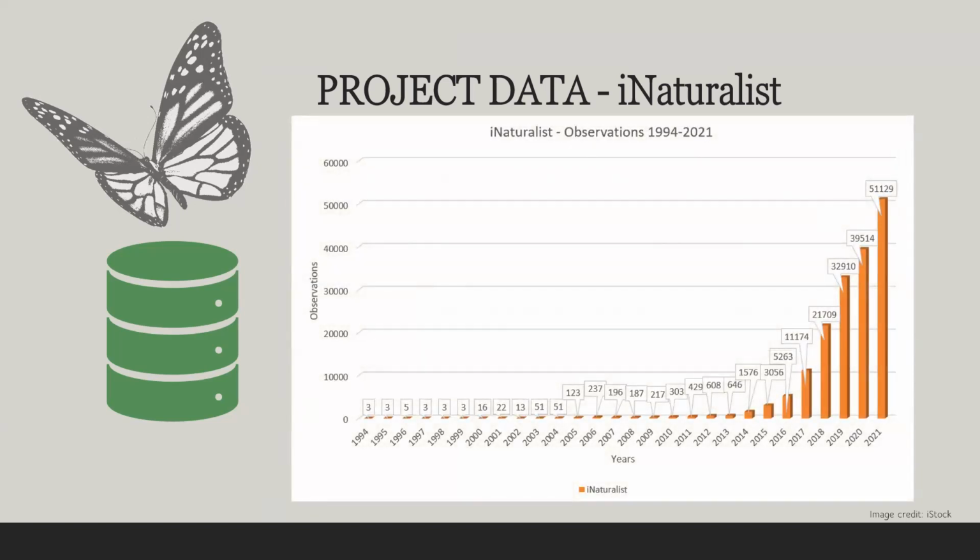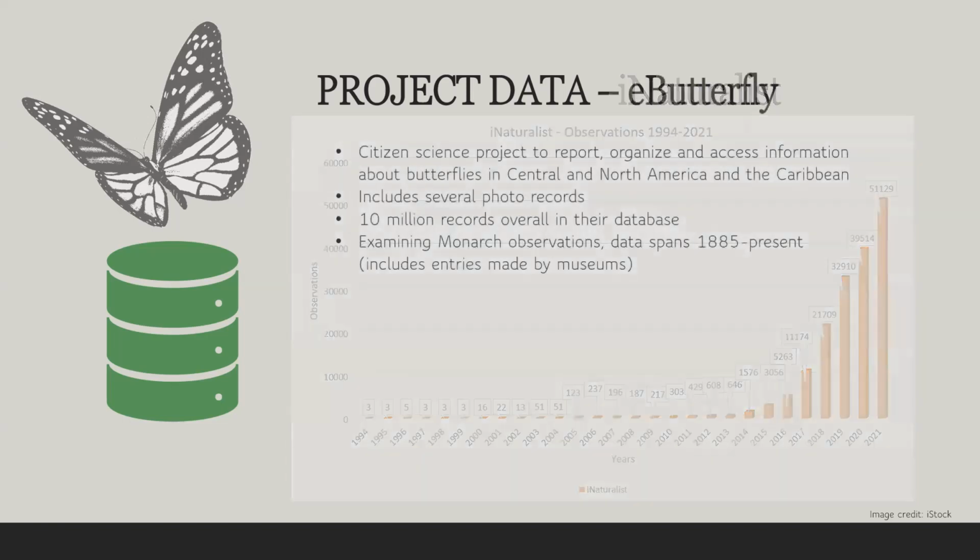So as you can see, iNaturalist didn't really have a large number of monarch observations until about 2014. Then they exceed 1,000 each year.